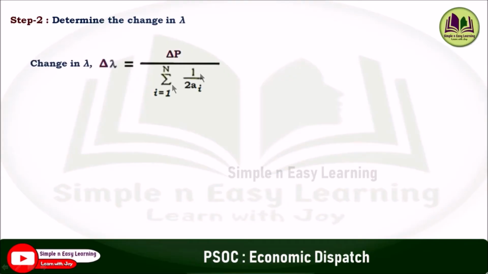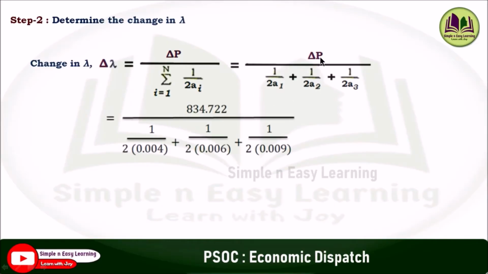So del lambda, using this formula, del lambda equal to del P, the error, divided by summation of i equal to 1 to n, 1 by 2 Ai. So 1 by 2 A1 plus 1 by 2 A2 plus 1 by 2 A3. And del P value, the error in the previous step we calculated, 834.722 divided by 1 by 2 into A1 is 0.004, A2 is 0.006 and A3 is 0.009. So you will be getting 3.1632 as the change in lambda, del lambda.